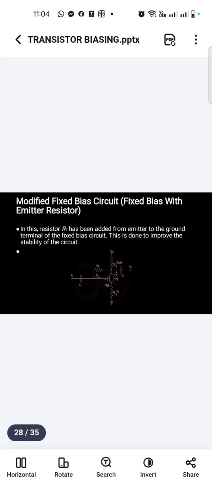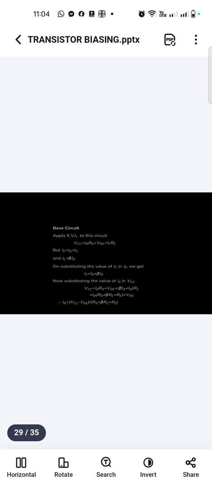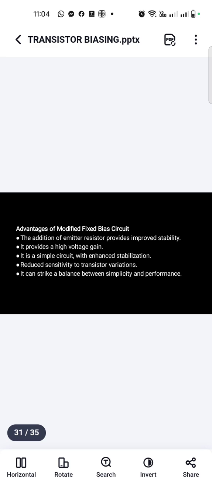So in this modified fixed bias, you have to add one emitter resistor in the emitter side. Why is this done? To improve the stability of the circuit. Okay, in order to improve the stability, we modified the circuit. Okay, here also the same procedure to analyze it. Then apply KVL to the input side to find IB, and apply KVL to the output side to find the output current.